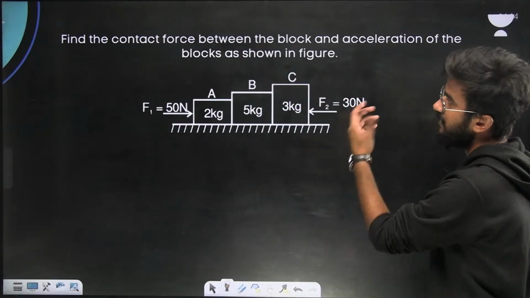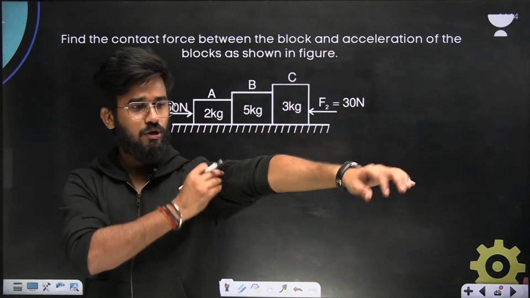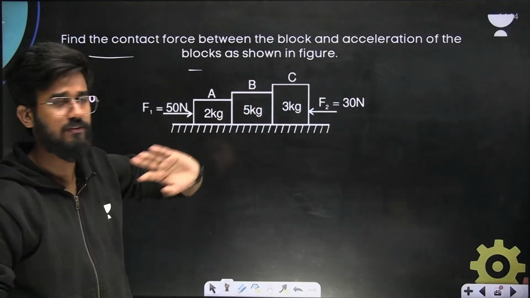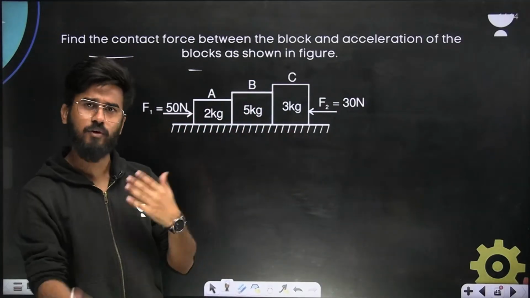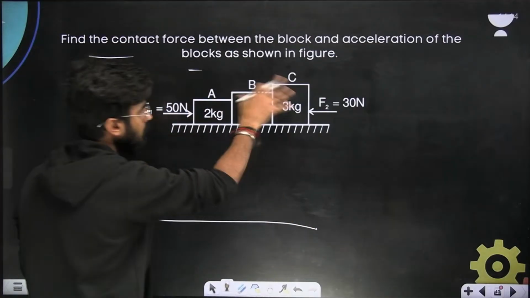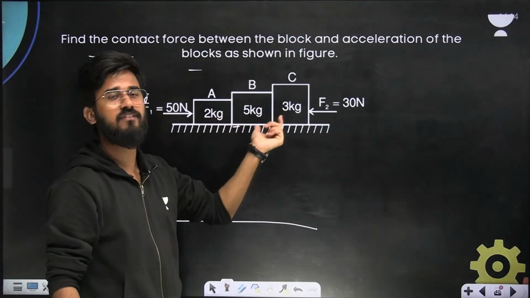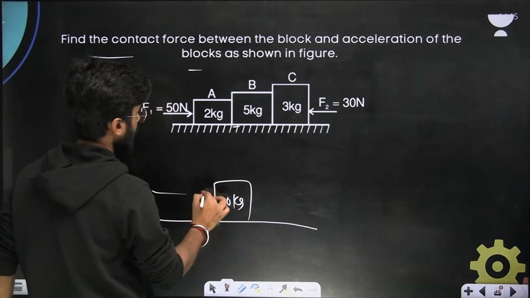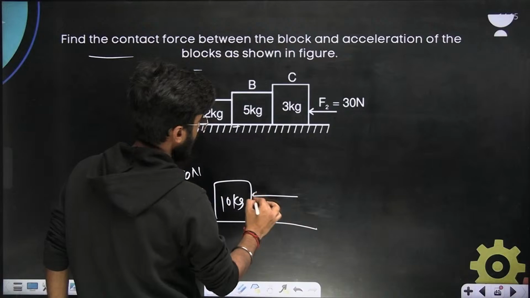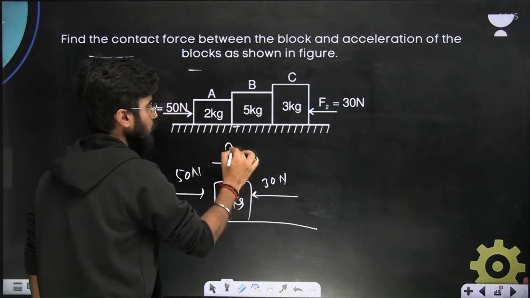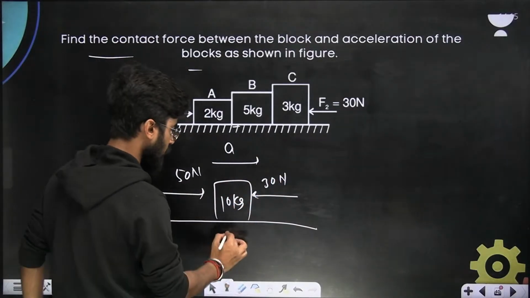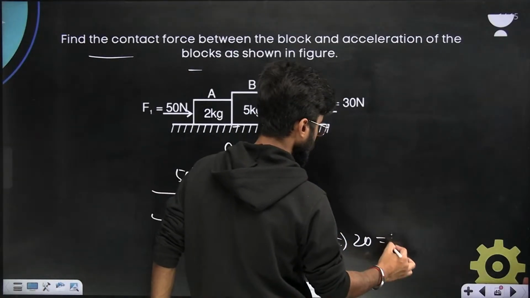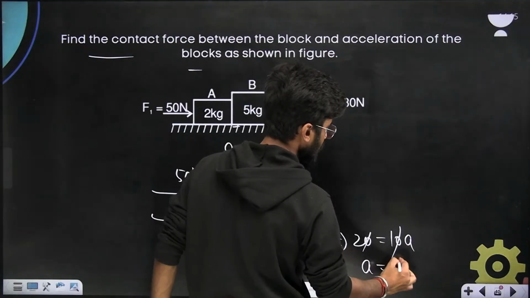Got it? Similarly, you can also solve another problem of this kind. It says: find the contact force between the blocks and the acceleration of the blocks as shown in the figure. We just have to apply the same concept. This total system is 5 plus 3 plus 2, which means 10 kg. What is the total force? This is 50 Newton, this is 30 Newton, and suppose the acceleration is a. So the total force is 50 minus 30, which is equal to mass into acceleration, means 20 equals 10a. The zeros cancel, so a is equal to 2 meters per second square.